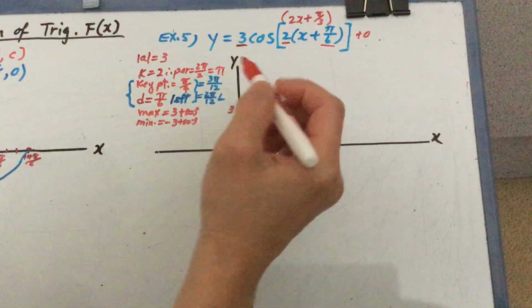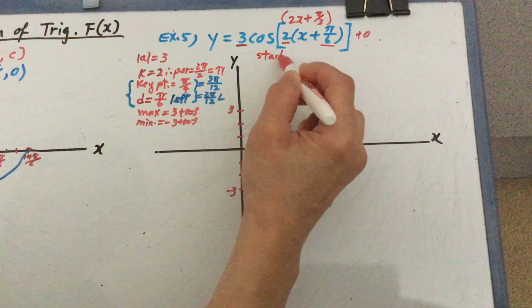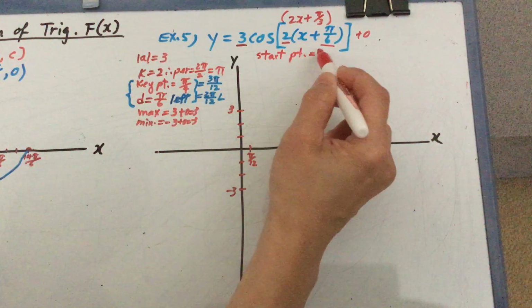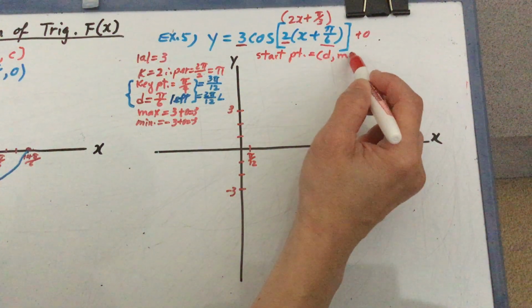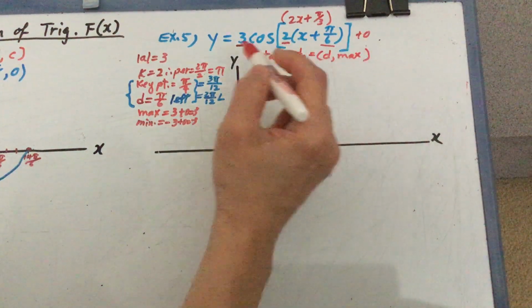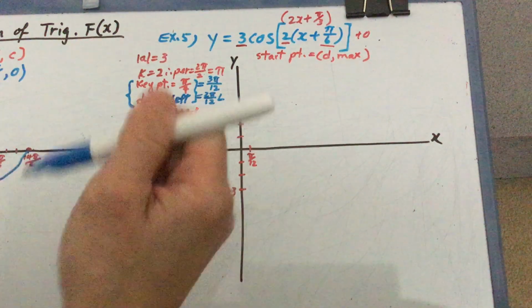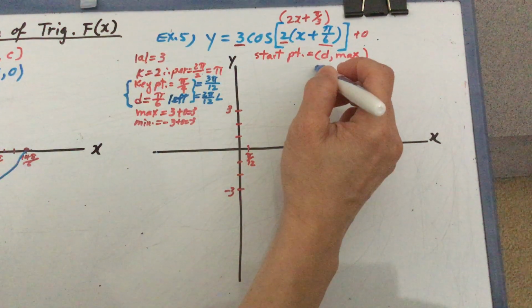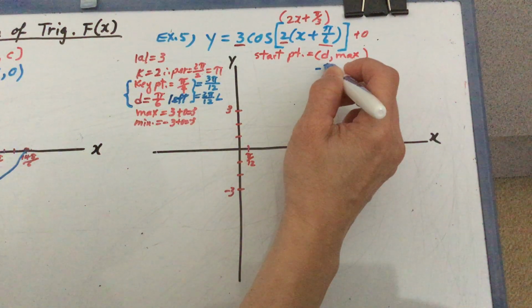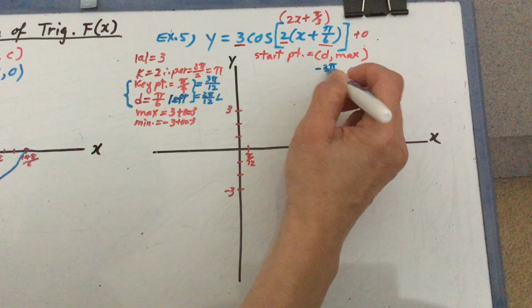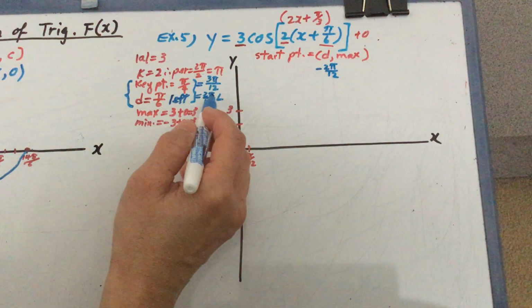But look at the start point first, okay? So we all know that the start point for the cosine is always equal to the phase shift, and it's either max or min. Well, in this case, it's going to be the max because the A is positive. So we know that the starting point is going to be, the D is going to be negative 2 pi over 12. Well, the phase shift is pi over 6, but it's equivalent to 2 pi over 12.